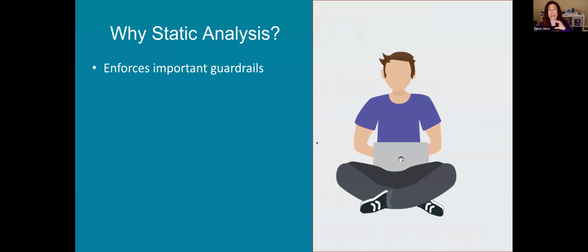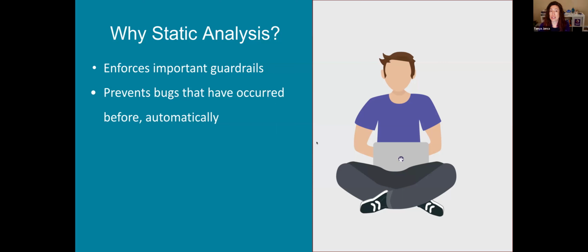That means you can make rules for your code and it can enforce those rules. It prevents bugs that have occurred before automatically. So if you found a bug, you can write a rule, not in all of the SAST, but most of the SAST, you can write a rule and then stop that bug from getting checked in again. You can eliminate a class of vulnerabilities. So you can try to get all of cross-site scripting or all types of injection. And you can do that with SAST because it looks for patterns. Well, some of them do.